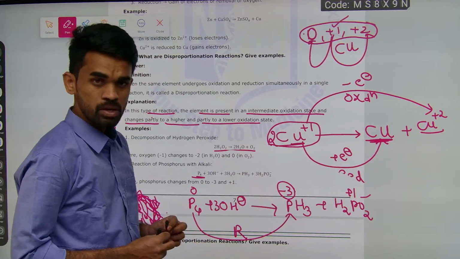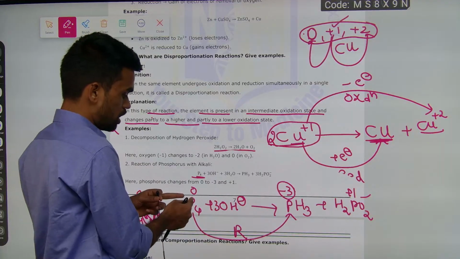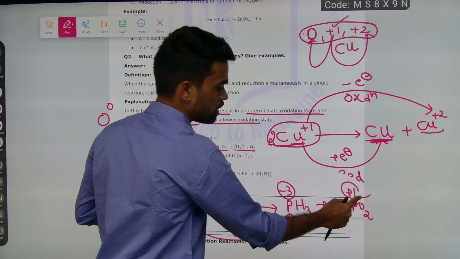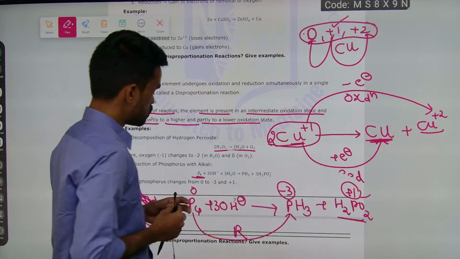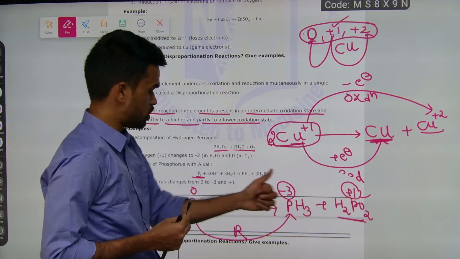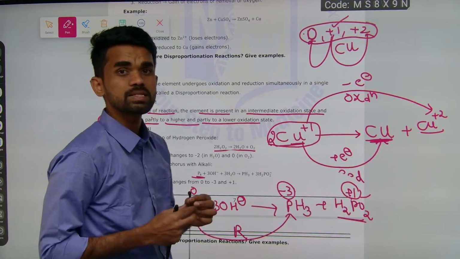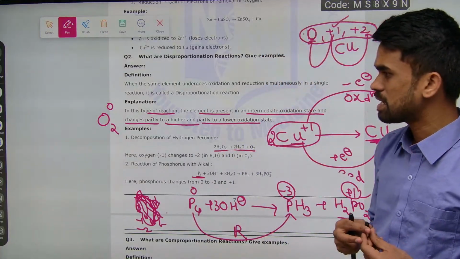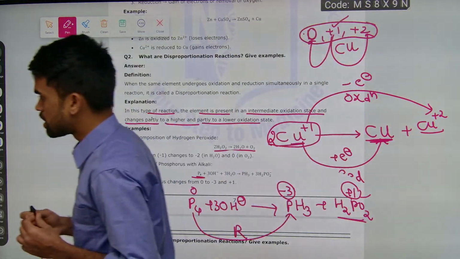oxidation state here. Now when it comes to 0 to +1, it means this phosphorus is losing 1 electron in the formation of this product. So the same element is undergoing reduction and oxidation. So I can say this reaction is a disproportionation reaction. This reaction is the best example of a disproportionation reaction.